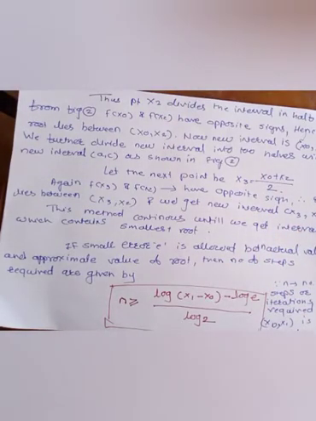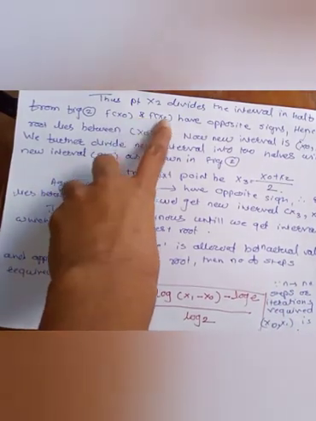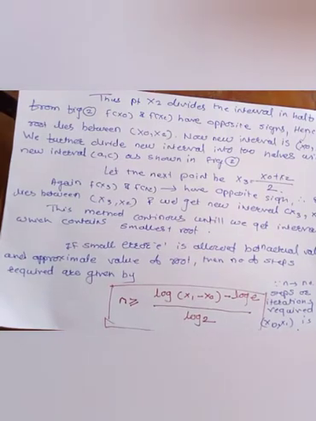Thus we conclude that point x2 divides the interval in half. So from figure 2, we must say f of x0 and f of x2 have opposite signs. Hence the root lies between x0 and x2. Now the new interval is x0 and x2.